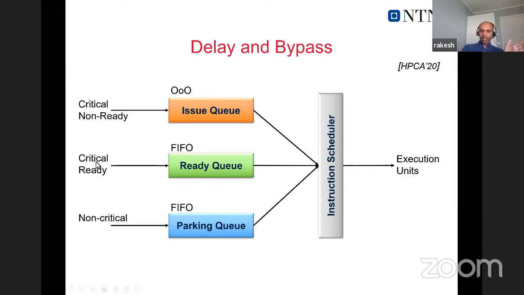The FIFO is where ready and critical instructions go. So any instruction which is critical as well as ready will go here. The limitation is you can only pick from the head, but since all of the instructions are ready here, this queue never stops, unless there is a function unit contention. And then all the non-critical instructions, which can either be ready or not, go to the parking queue. The instruction scheduler is able to pick instructions from all of these queues for execution. Of course, it can pick any ready instruction from the issue queue, but it can only pick from the heads of this queue and the parking queue. There is also a path from the parking queue to the issue queue, but I'll just skip that part.